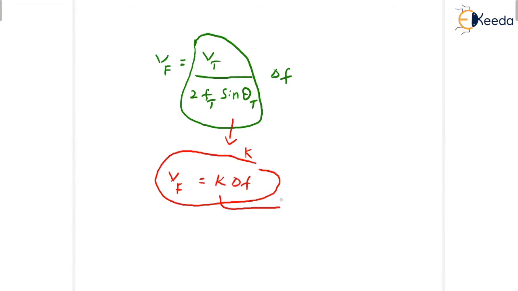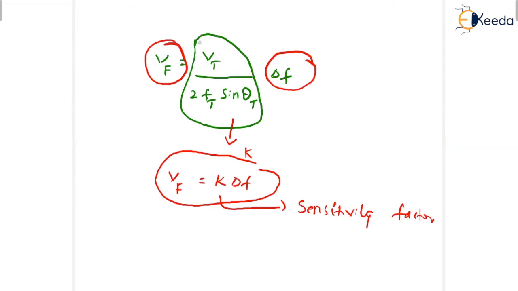What is K? Here, K is nothing but the sensitivity factor. Now, the change in the frequency shift is proportional to the velocity of the fluid flow, which in turn is proportional to the volume flow rate of the liquid, my dear students. This is regarding the Doppler frequency shift flow meter.